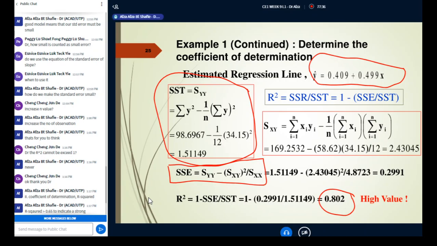The answer for the first method should be small. Yes, Peggy, that's right, for it to be a good model. The first method, yes, the standard error should be small. All right, the R squared should be higher than 0.65.